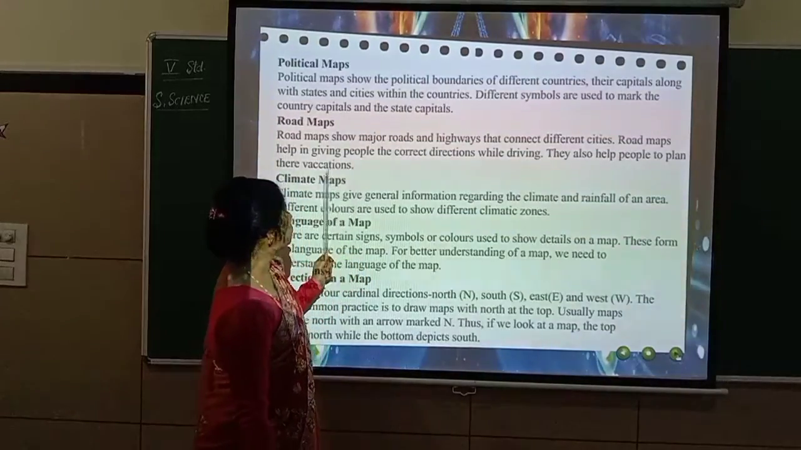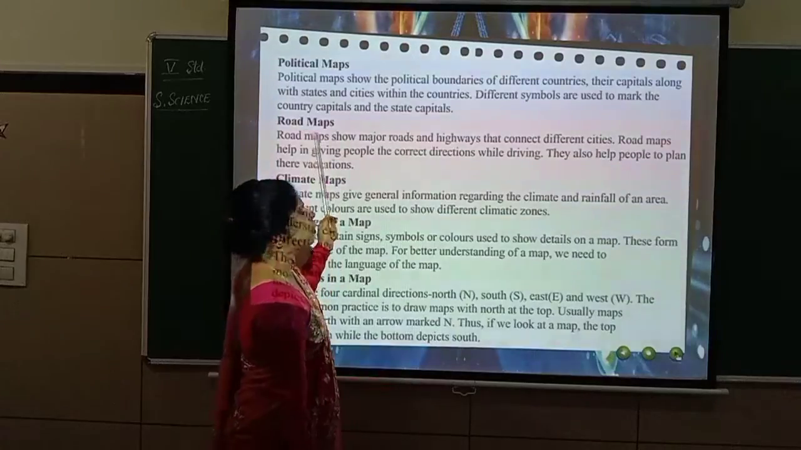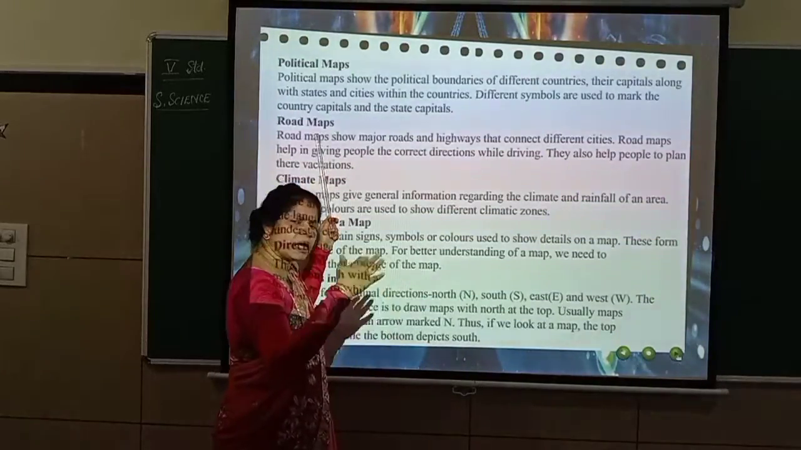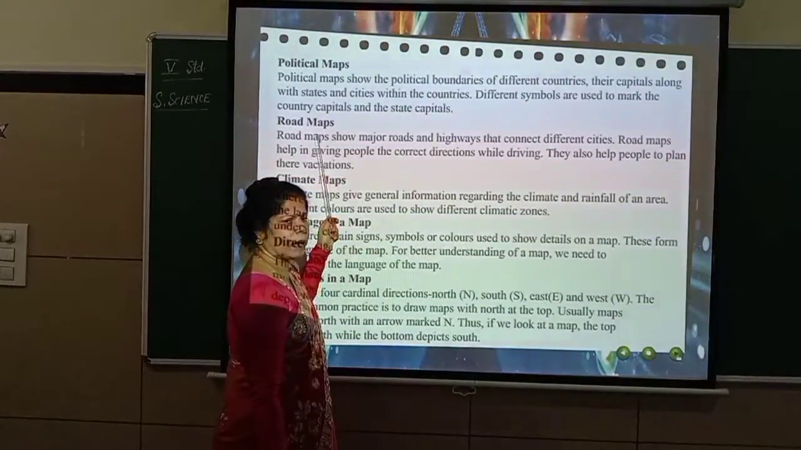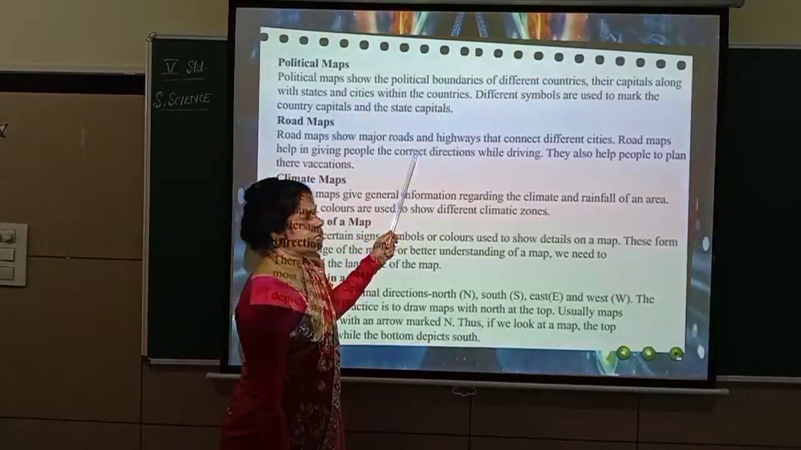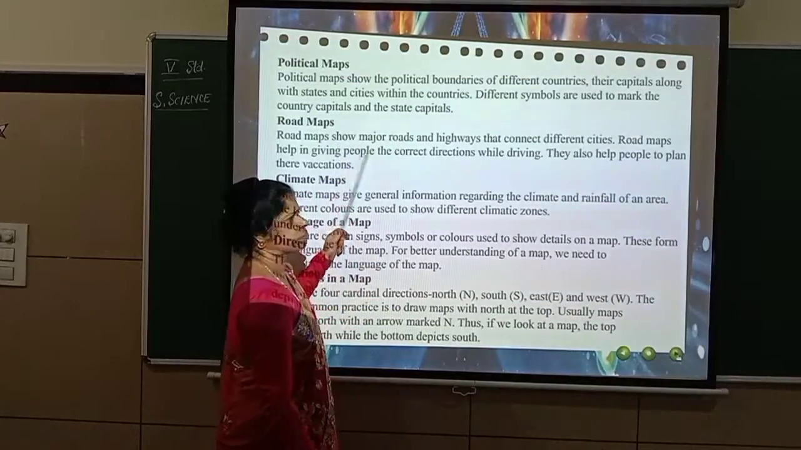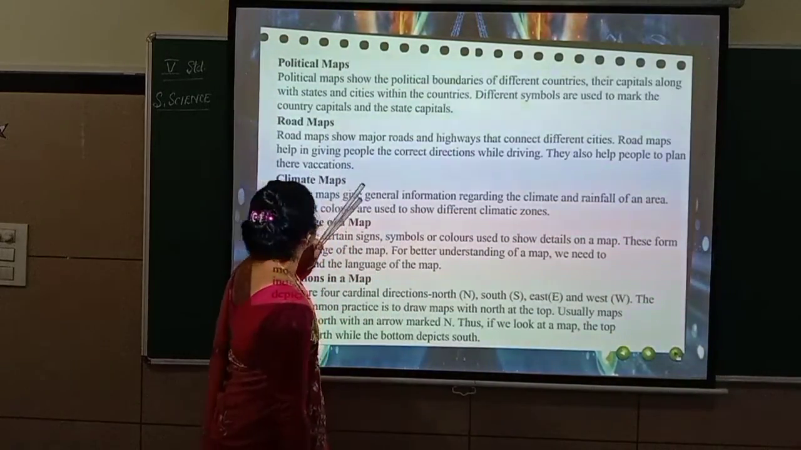Means now if people want to go very far places, that also we can see in the road map. Very short places, that also can be shown in the road map. So what are the highways, what are the major roads, whether it is good road or not, everything will be shown. Okay, that is about the road maps.